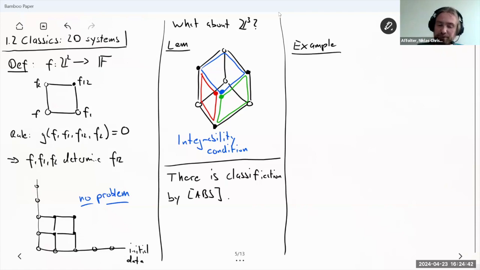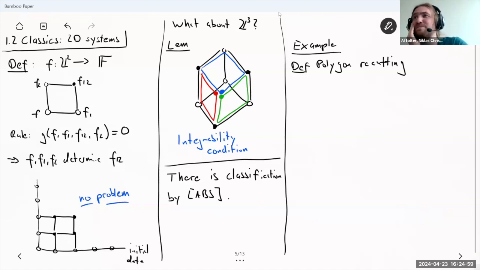So what's the example? It's called polygon recutting. It's a very geometric example, which is why I usually like to pick this one. Originally, it was introduced by Adler, who at that time did not consider this version of integrability that I'm telling you about now. Instead, back in the day, he showed that this system is integrable in the sense of Liouville-Arnold with Hamiltonians and everything.